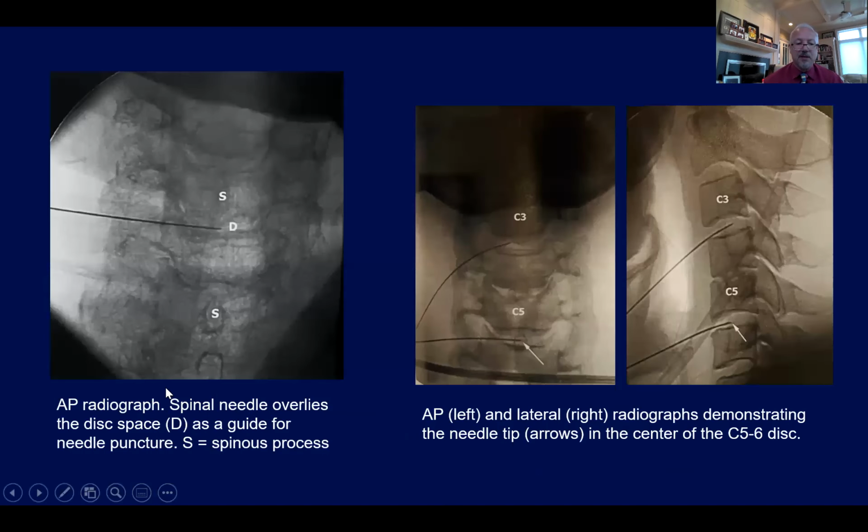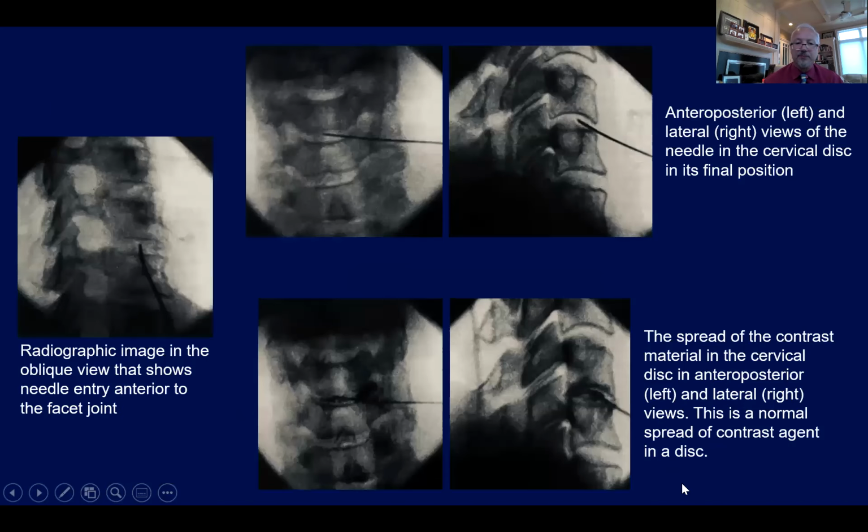Here's an X-ray AP view showing the needle in place here, overlying the disc space. Here's an anterior, posterior, and lateral radiograph demonstrating needles at the C3-4 and the C5-6 intervertebral discs.